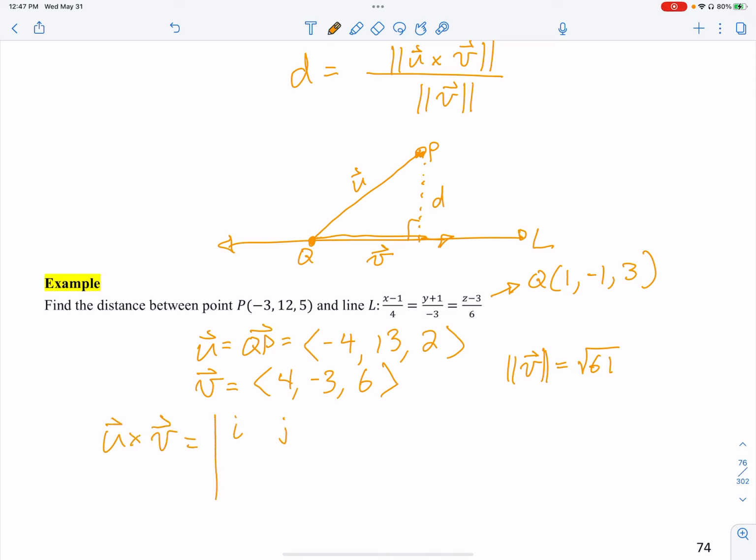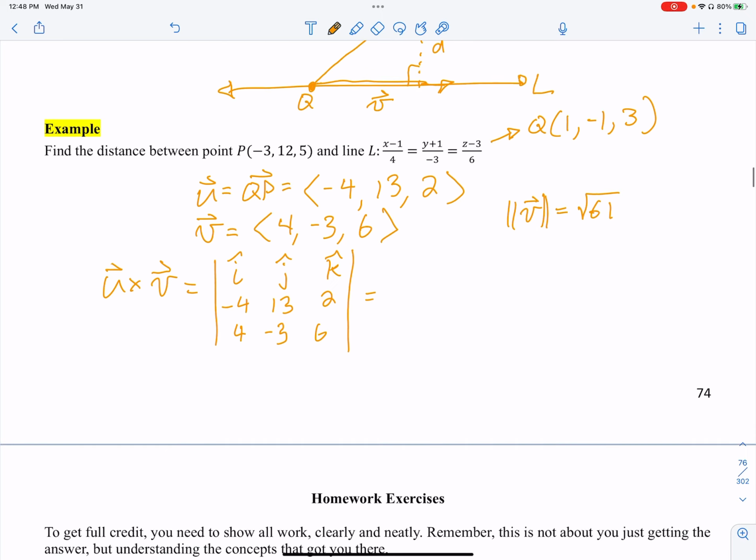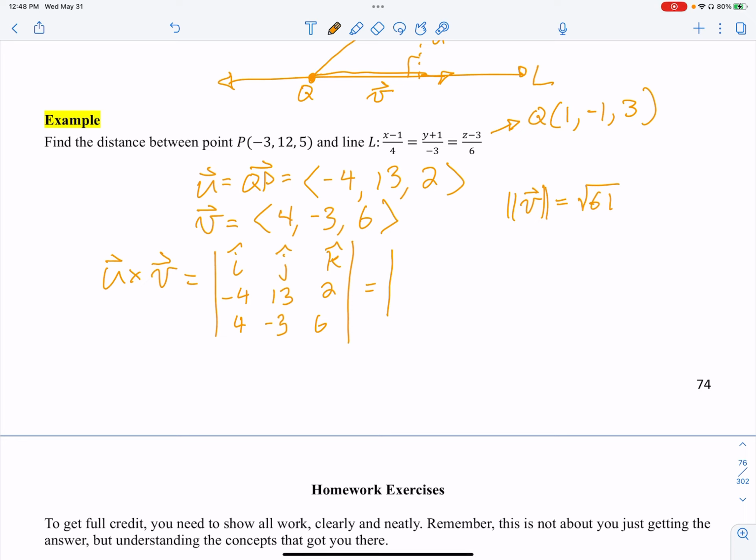Got i, j, k. All right, u would be -4, 13, 2. v is 4, -3, 6. All right, I write out each determinant here. So we got 13, -3, 2, 6. That's i, minus, I cover up j and write down everything there. Almost wrote down the wrong one, 2, 6. That's j, plus, and then cover up the k column and write down everything else.